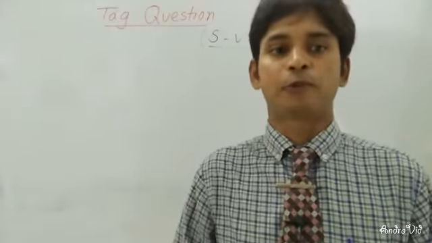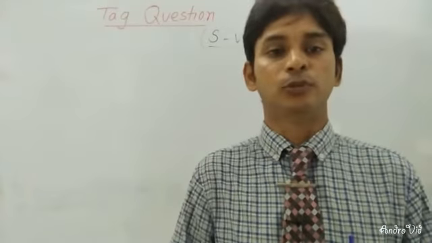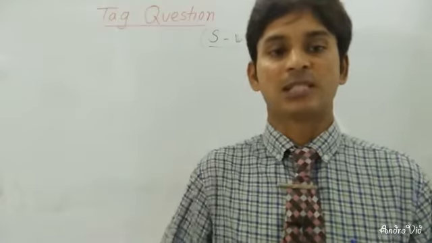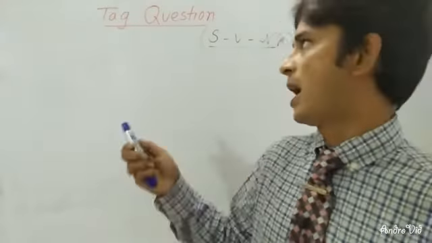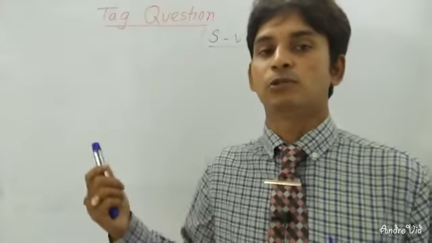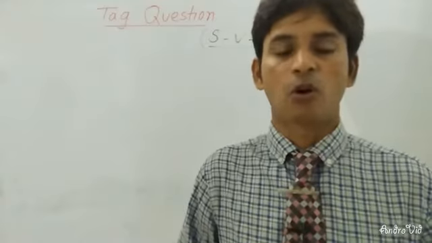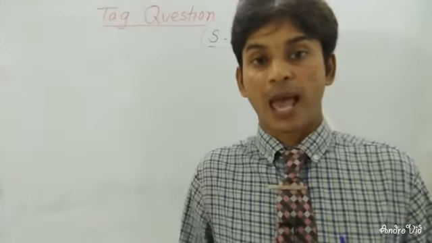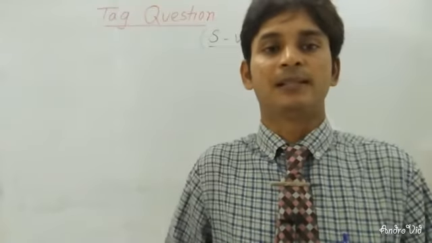If there is an affirmative sentence, use a negative word in the tag question. At first, you will have to identify the subject, and according to the subject, you will use the auxiliary verb in the tag question. So always find the subject first, then identify the verb, and then check whether it is negative or affirmative.